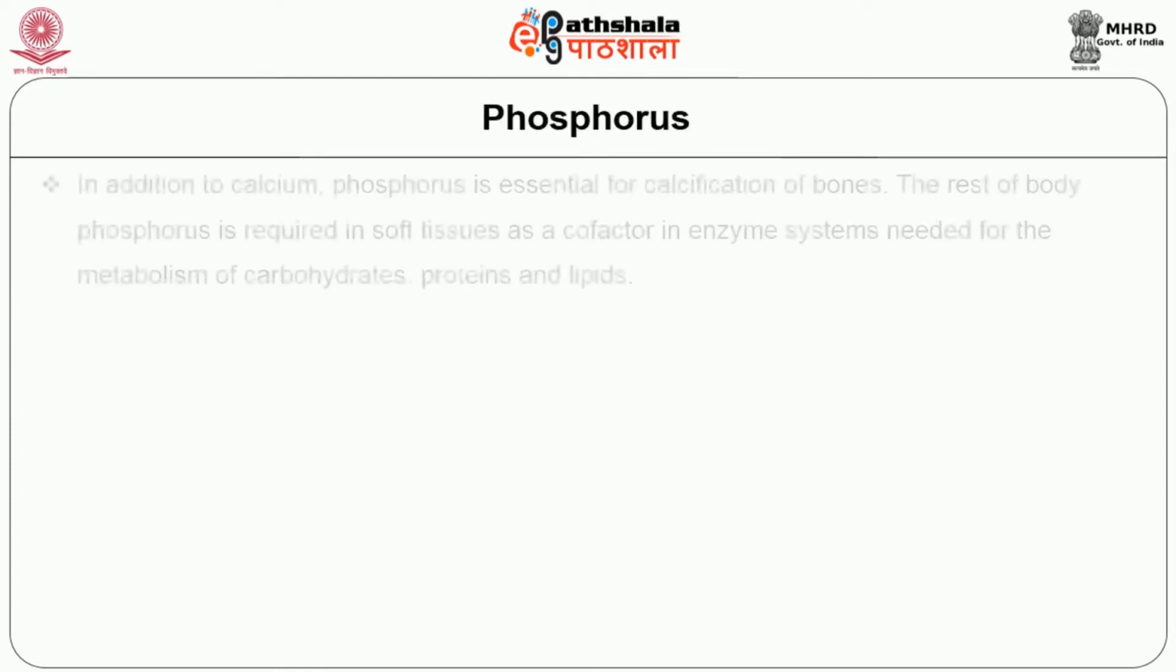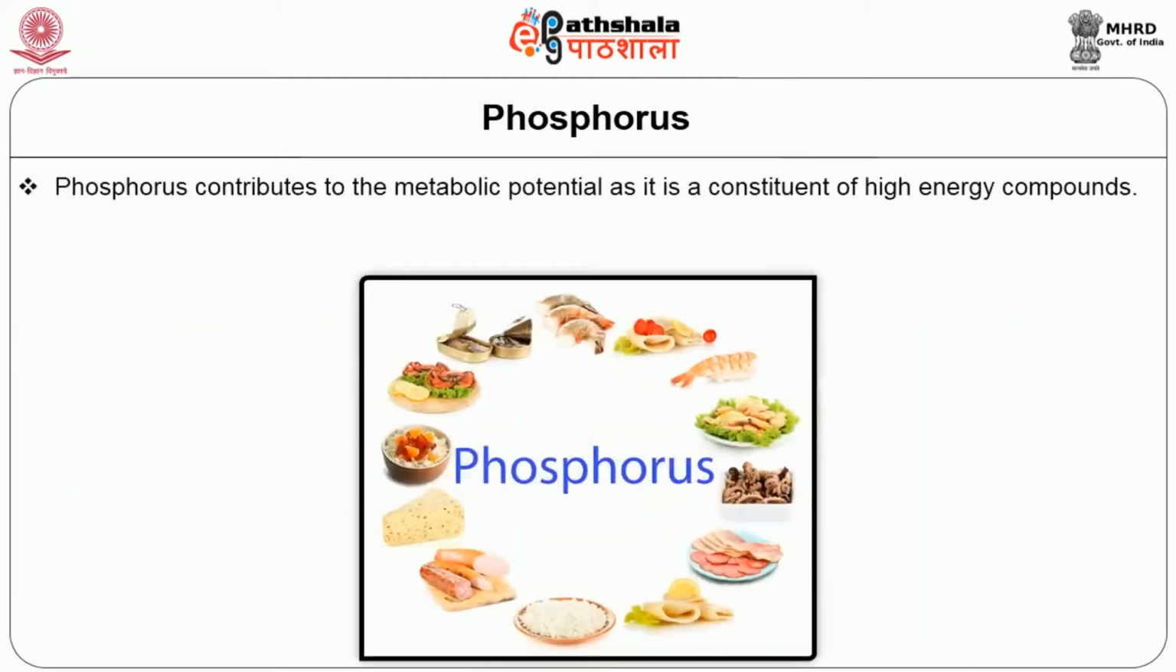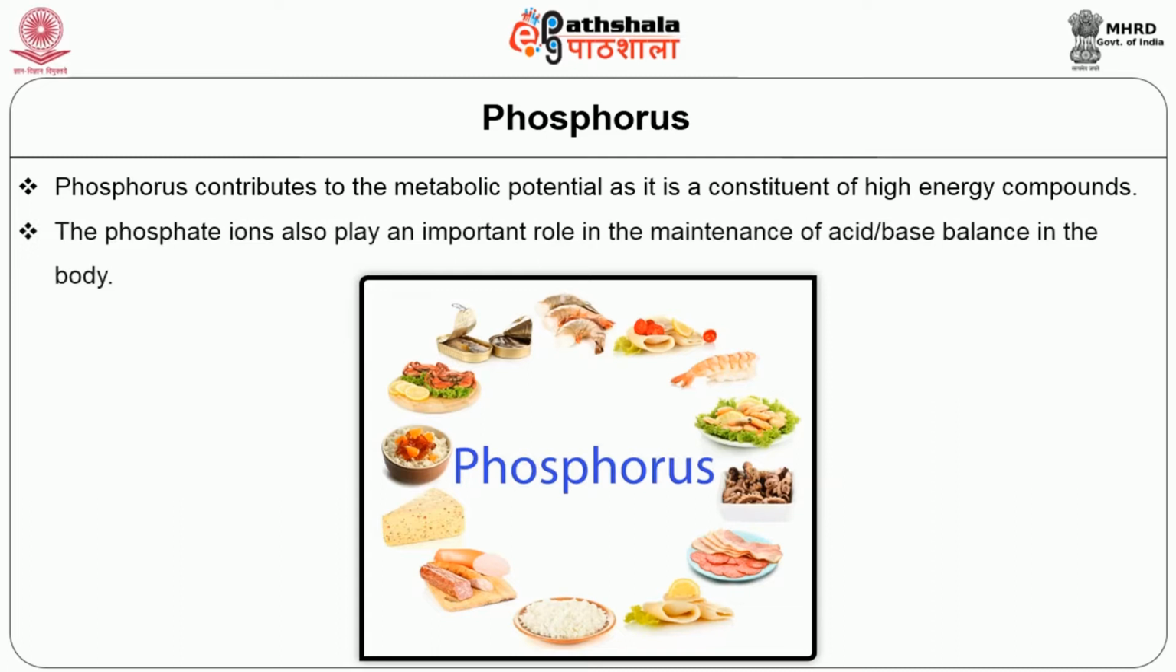Next is phosphorus. In addition to calcium, phosphorus is essential for calcification of bones. The rest of the body phosphorus is required in soft tissues as a cofactor in enzyme systems needed for the metabolism of carbohydrates, proteins and lipids. Phosphorus contributes to the metabolic potential as it is a constituent of high energy compounds. The phosphate ions also play an important role in the maintenance of acid-base balance in the body.